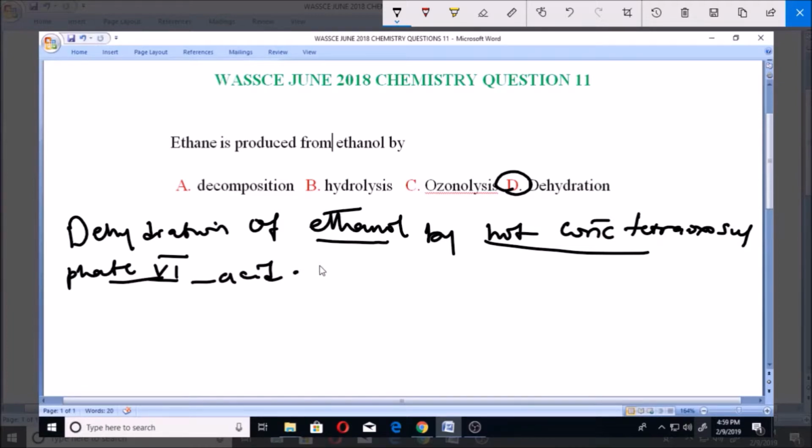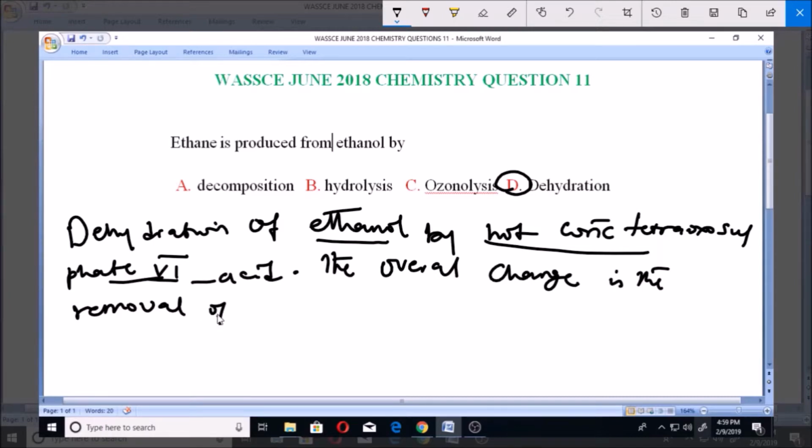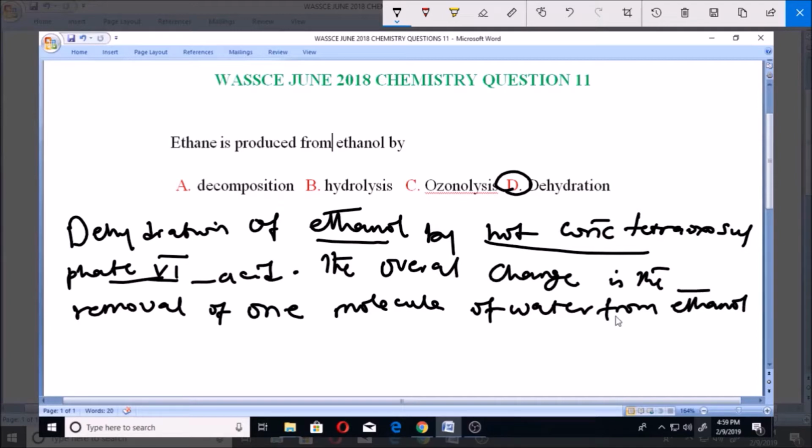And why do you call this dehydration reaction? We call it dehydration because the overall change is actually the removal. Whenever there is removal of water, you say there is dehydration. So the overall change is actually the removal of one molecule of water from ethanol. So that's why we call this dehydration reaction.